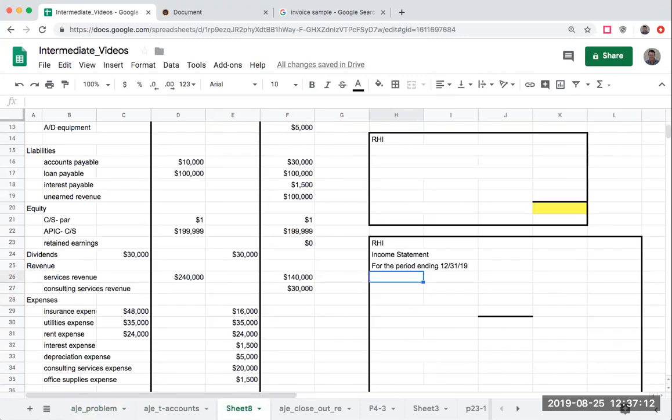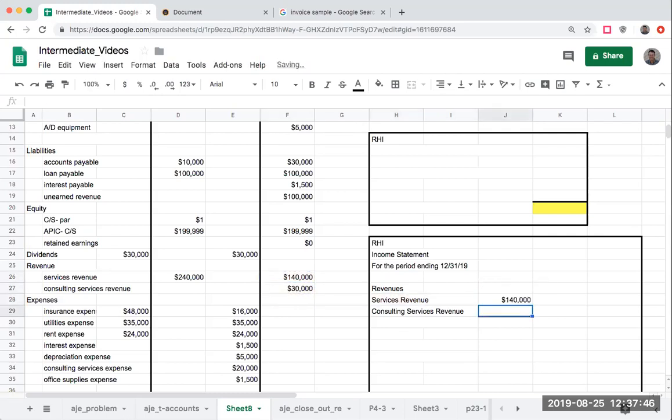So we're going to start over here with our revenues. We're going to have services revenue. And we're going to have consulting services revenue. And what's also kind of important, just as a reminder, do not combine revenues and expenses on my exams. If you're in private practice, you'll be doing that all the time, but not for my test.